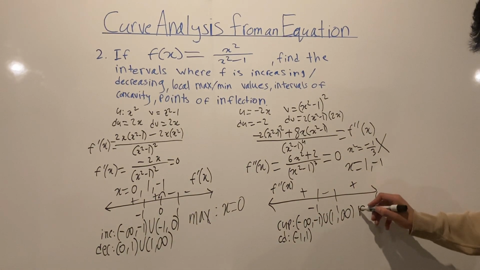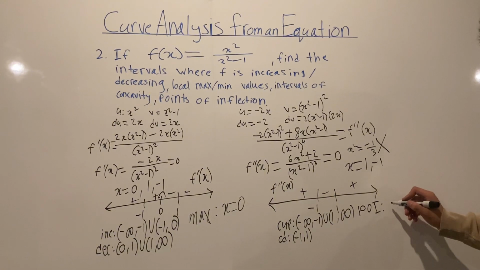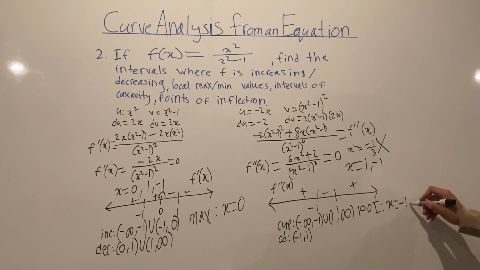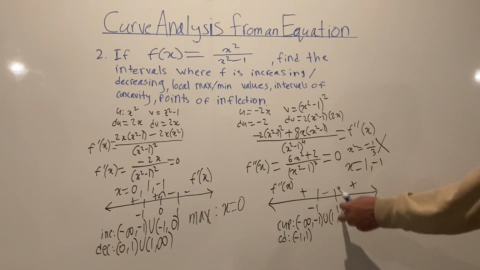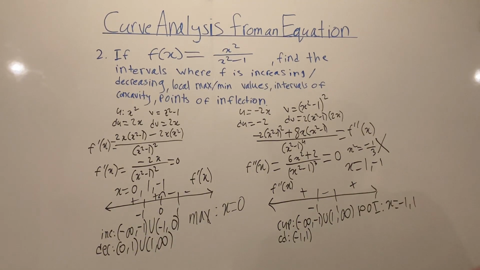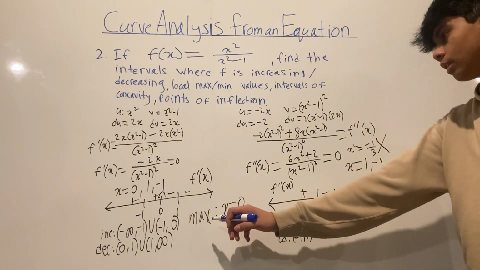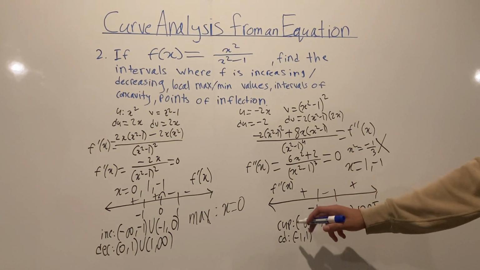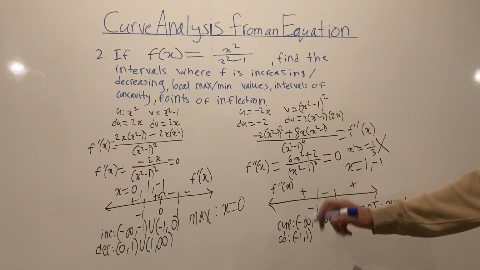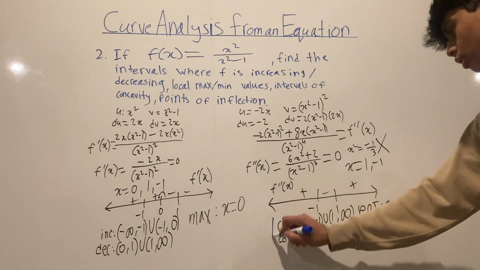And then our point of inflection is going to be at x equals negative 1 and 1, because this is where the concavity changes from going up to down and then going back up. So now we have all our details once again. Our intervals of where f of x is increasing and decreasing, our max point, and here there's no min point. And here we have our intervals of concavity where it's going up or down, and we also have our point of inflection, so we can box in all of our answers.